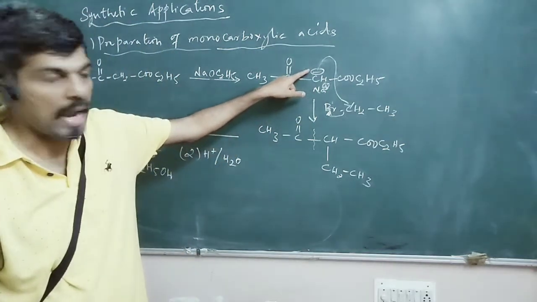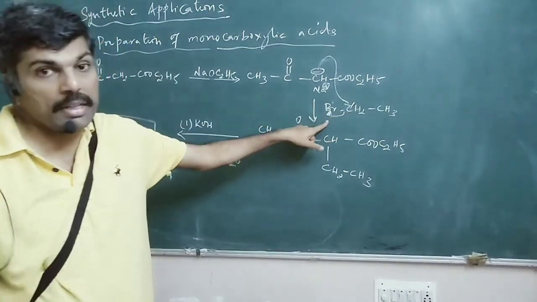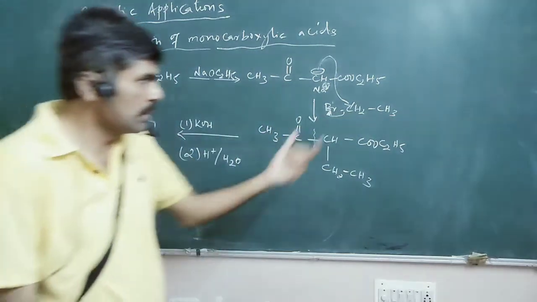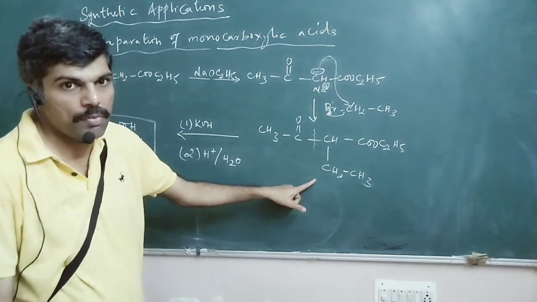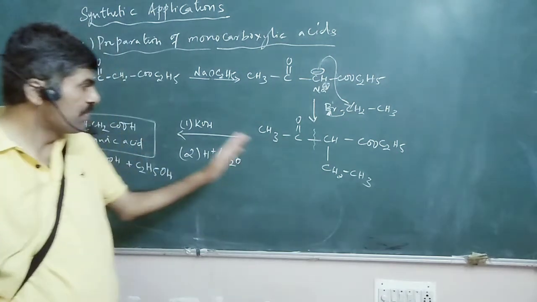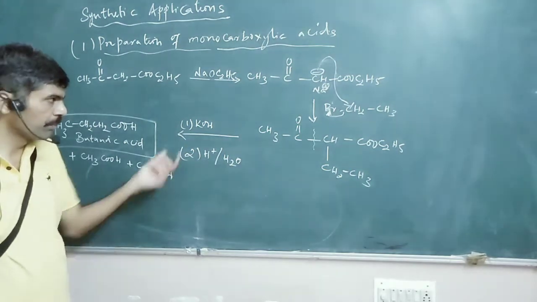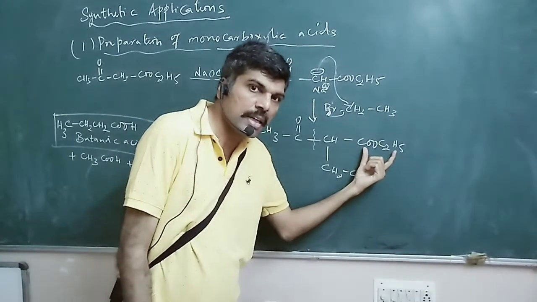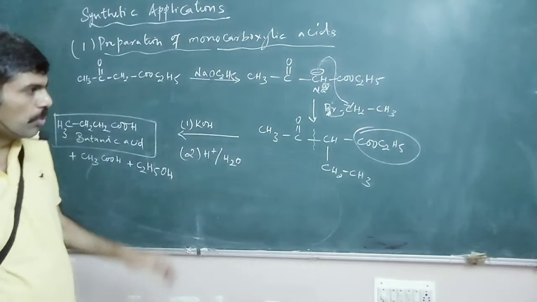That enolate ion acts as a nucleophile and attacks the carbon of the haloalkane that we have taken. Because we want butanoic acid, we have chosen the appropriate haloalkane. Once the nucleophilic substitution is over, we subject the product to hydrolysis. This is done in two steps. The first step is to convert the ester into COOH. KOH will convert ester to COOH.